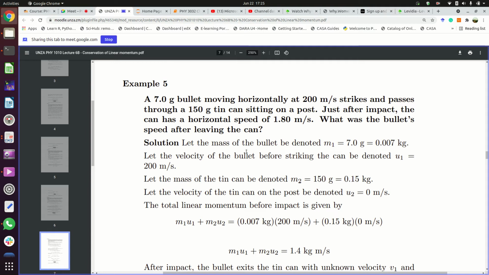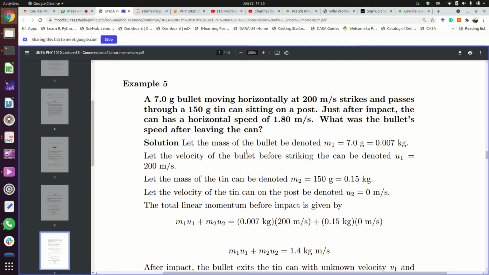We also know the mass of the can is 150 grams, and we know that the can was seated on a post, so it didn't have any velocity. After the bullet strikes the can, they both have some velocity. The can starts moving with a velocity of 1.8 meters per second, and we do not know what the velocity of the bullet is. That's what we're looking for. But we can find the velocity of the bullet by enforcing conservation of linear momentum.